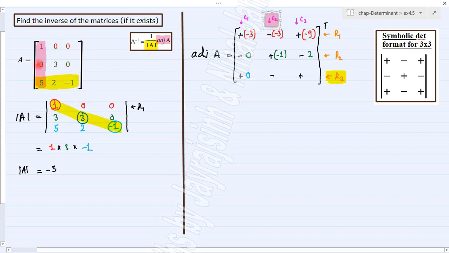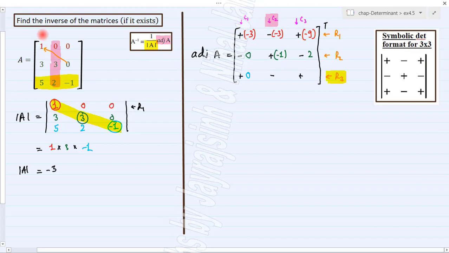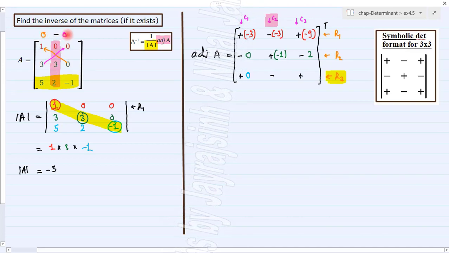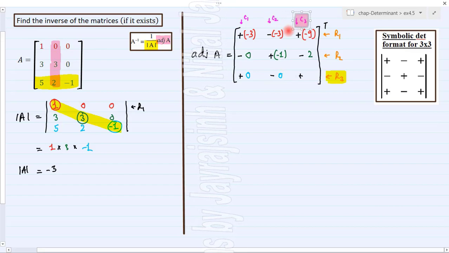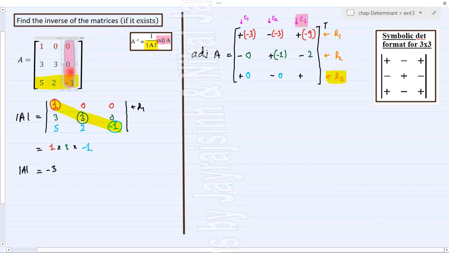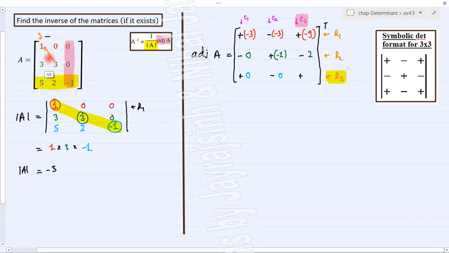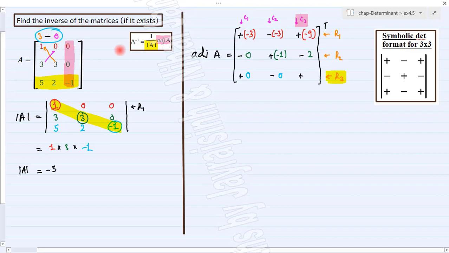The second element is in second column. So 0 ones are 0, minus 3 zeros are 0 again. So 0 minus 0 will be 0. And the last element is in last column. So 3 ones are 3, minus 3 zeros are 0. So 3 minus 0 will give us 3.